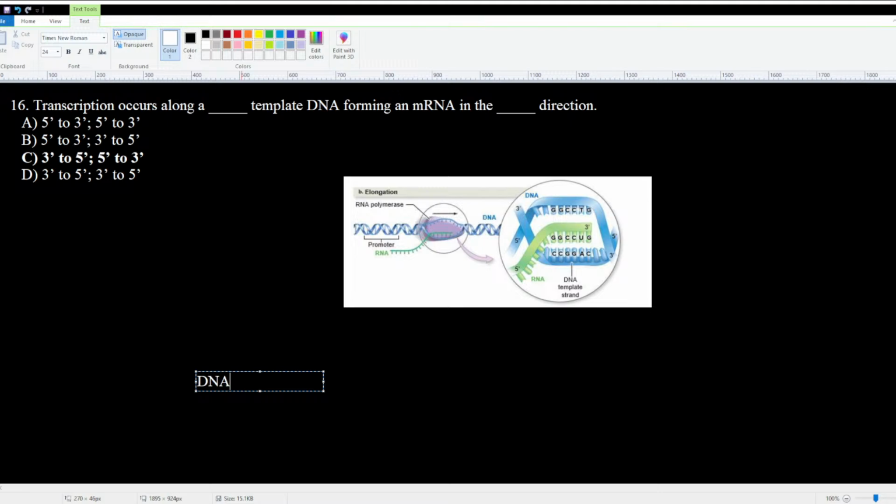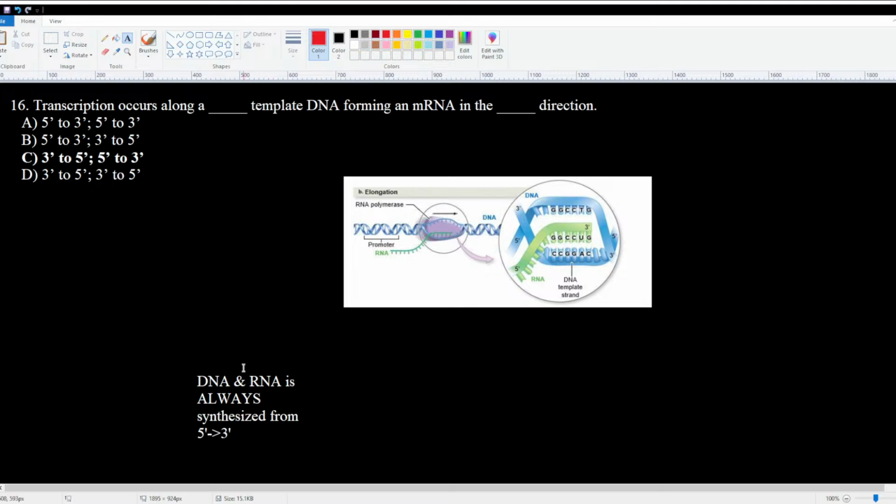It's that DNA and RNA is always synthesized from 5 prime to 3 prime. Get this tattooed, because you will need to know this always. DNA and RNA is always synthesized from 5 to 3, right?